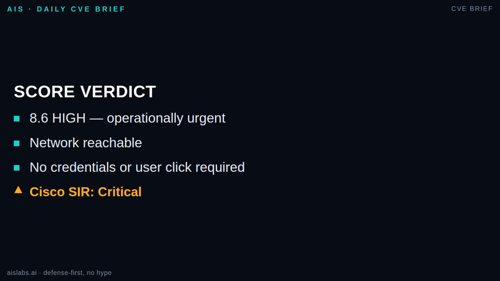The other important part is integrity impact. The CVSS vector has high integrity impact, consistent with the described ability to write files. CVSS does not always capture every operational consequence, and Cisco explicitly notes that exploitation could result in later elevation to root. That is why the vendor's security impact rating is critical, even though the numerical score lands at 8.6 high.